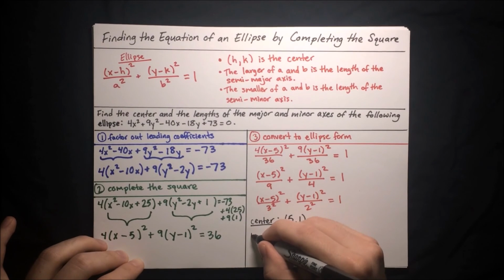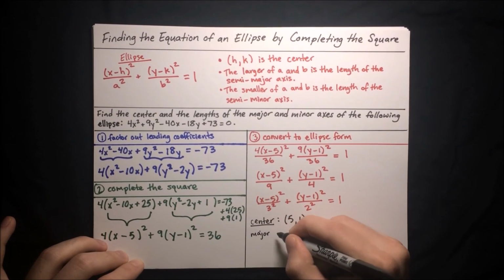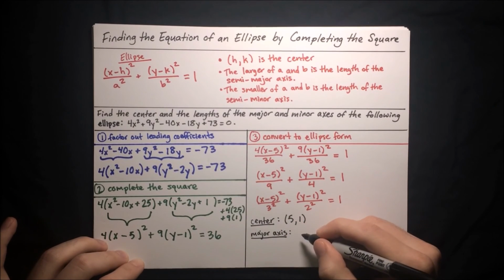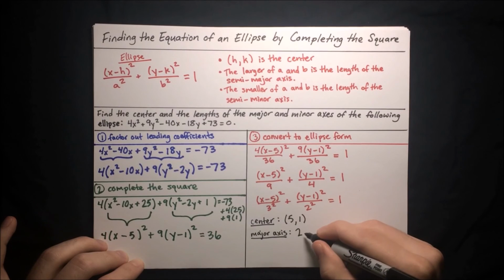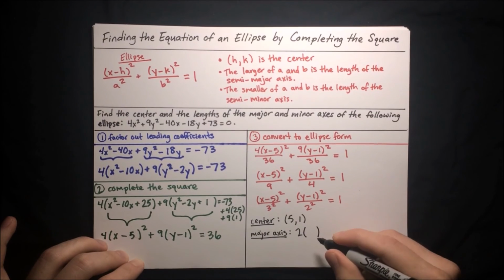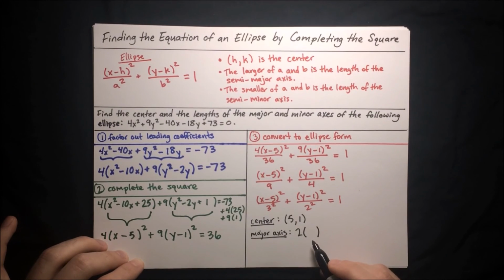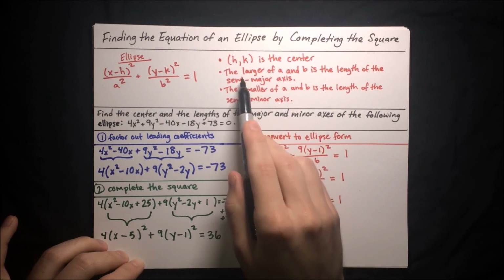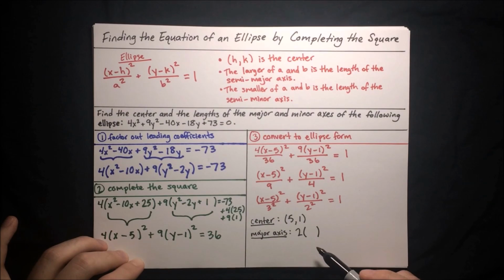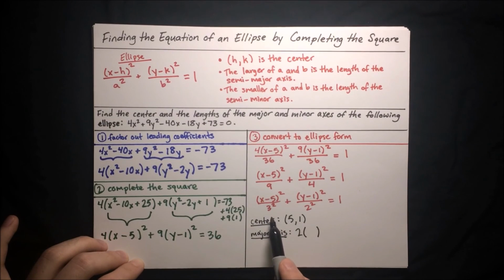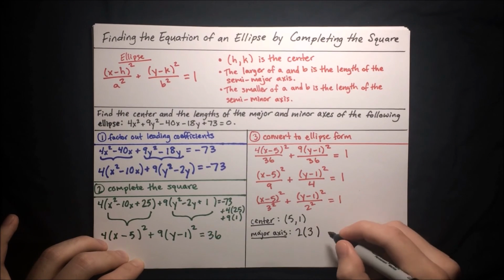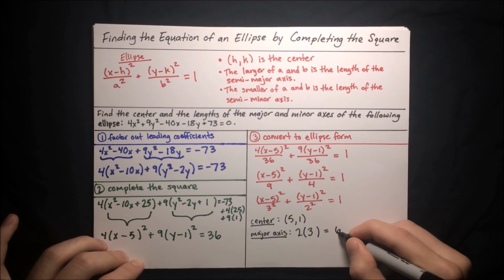Okay, and then what is the major axis? Well, the major axis is just twice the semi-major axis. And what is the length of the semi-major axis? Well, we know from ellipse form that the length of the semi-major axis is the larger of a and b. So what's the larger of a and b here? a and b are 3 and 2. The larger of those is 3. So the major axis is just 2 times 3, which is 6.